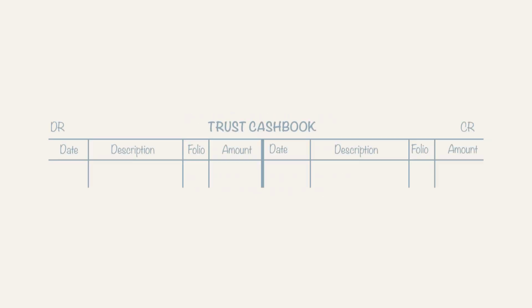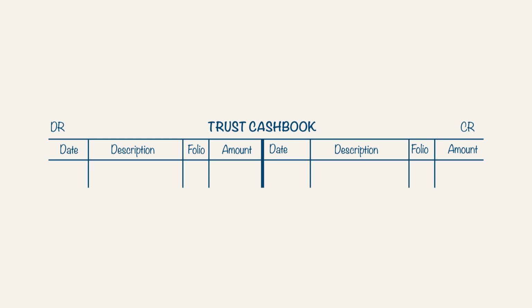Firstly, you post the cash transactions in the cash books. The first cash transaction is the receipt from XYZ. Remember the rule: debit the receiver and credit the giver. You post the receipt of 2,400 Rand from XYZ to the debit side of your trust cash book.